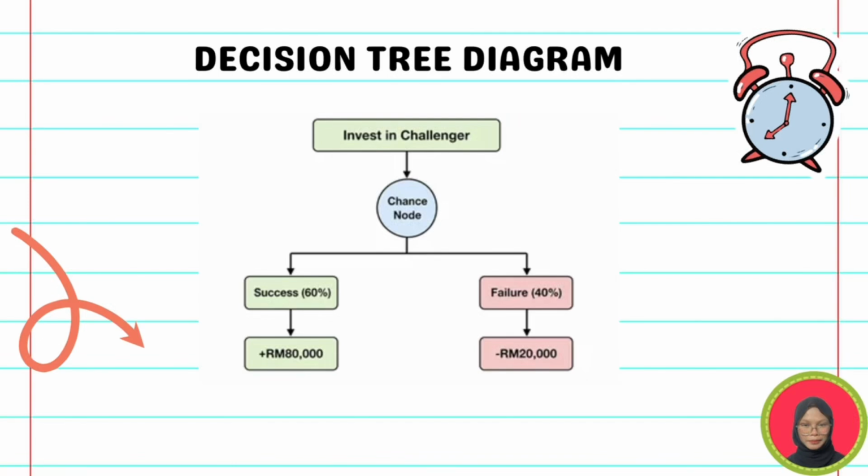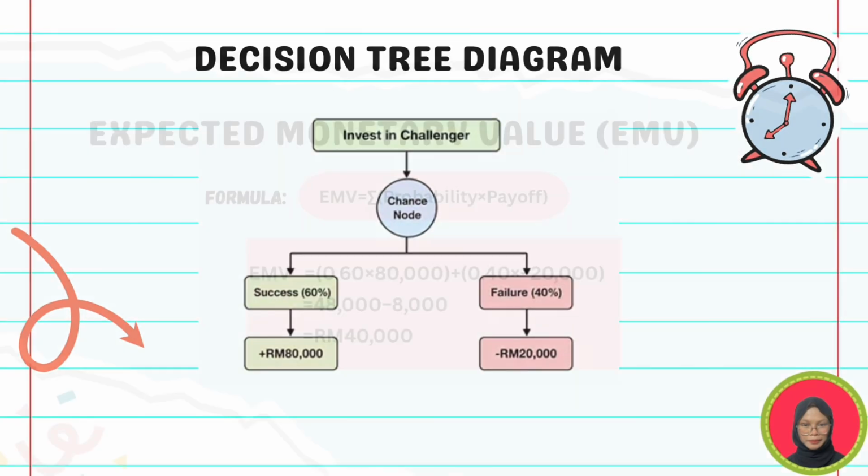To visualize the decision-making process, we have constructed a decision tree diagram. The root of the tree starts with the main decision, whether to invest in the Challenger machine. From the chance node, the tree branches into two possible outcomes. The first branch leads to success with a 60% probability and a payoff of positive 80,000 ringgit Malaysia. The second branch leads to failure with 40% probability and a payoff of negative 2,000 ringgit Malaysia. This diagram helps us clearly see the risks and potential returns involved.